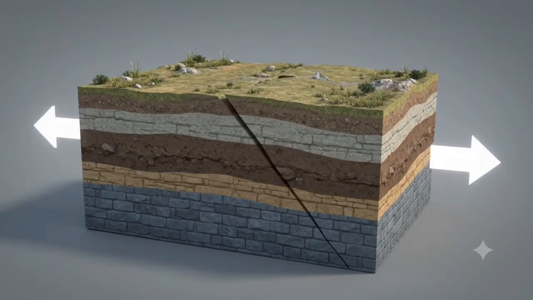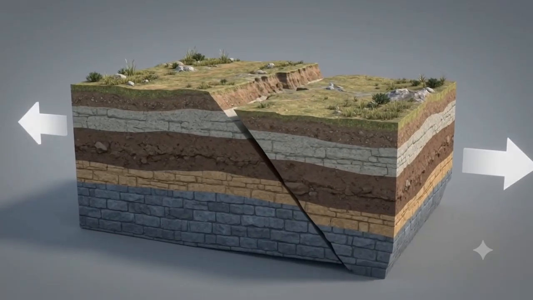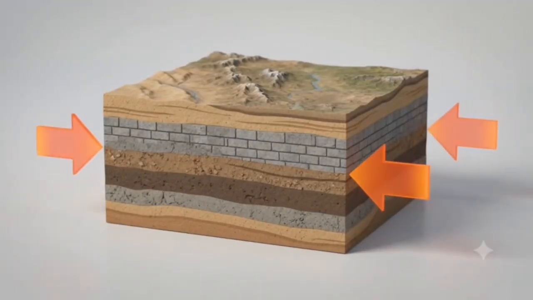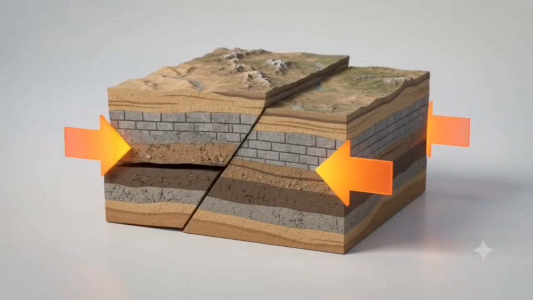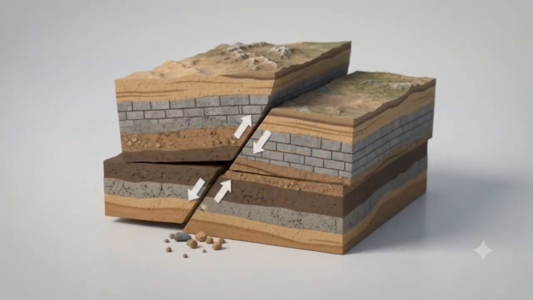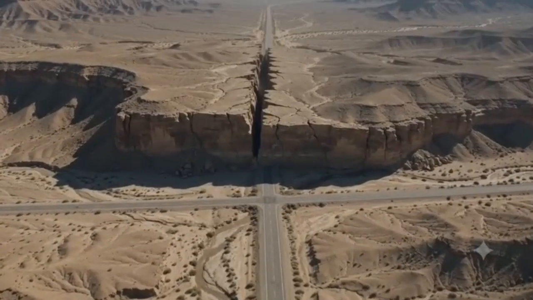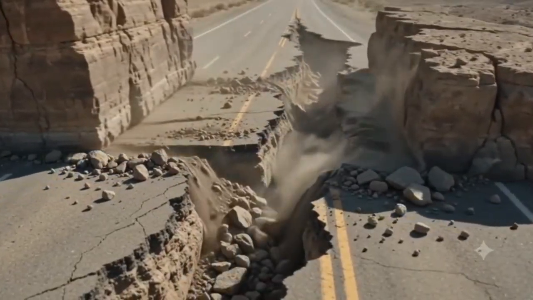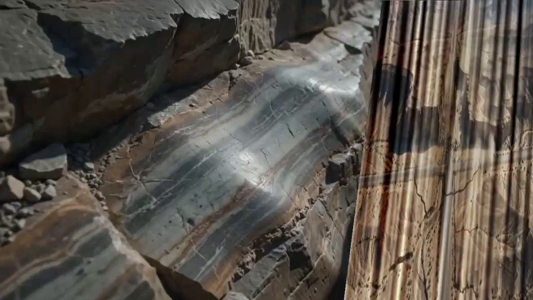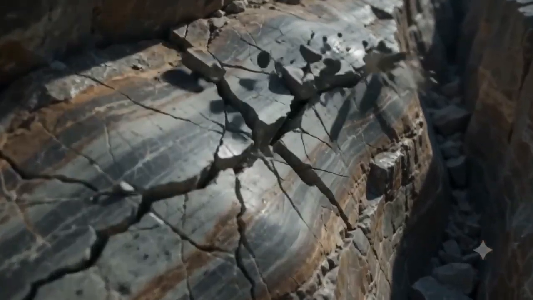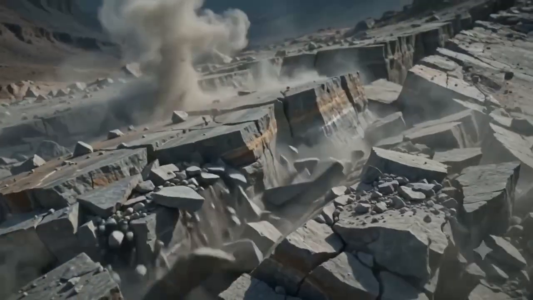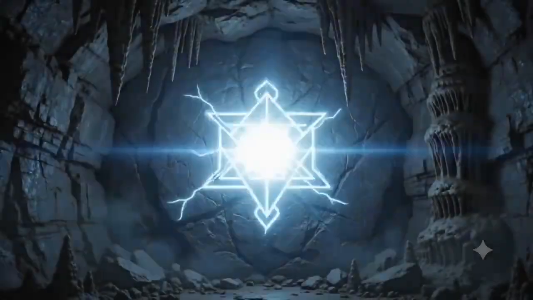Normal faults form when rocks are pulled apart. Reverse faults form when rocks are pushed together. Strike-slip faults involve sideways movement. When stress exceeds rock strength, sudden rupture occurs. The stored energy is released instantly.